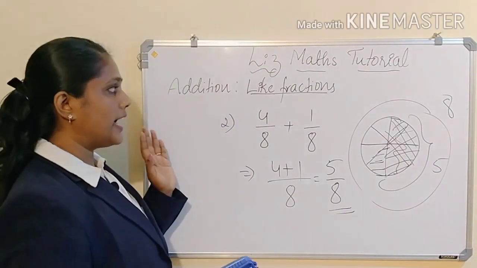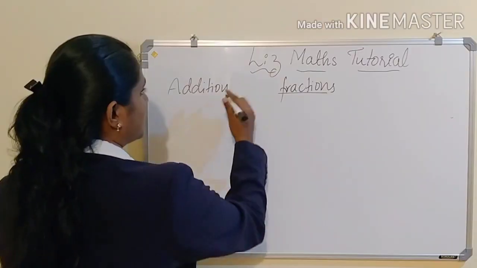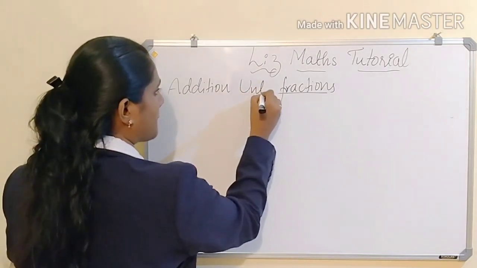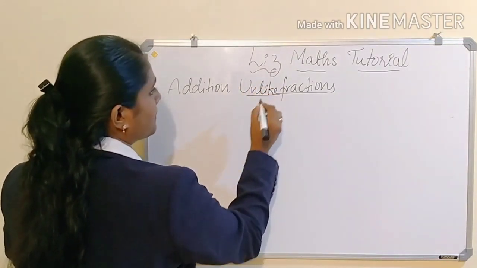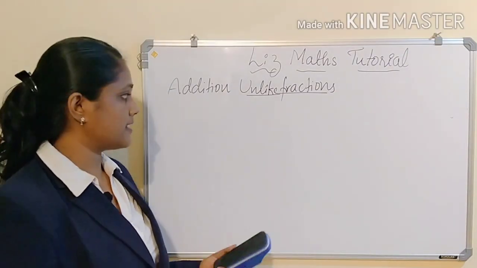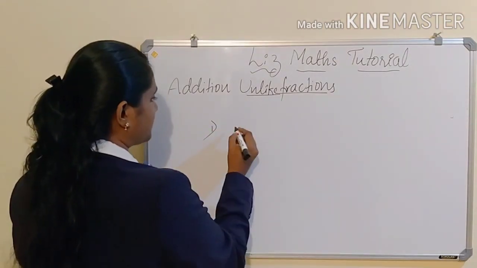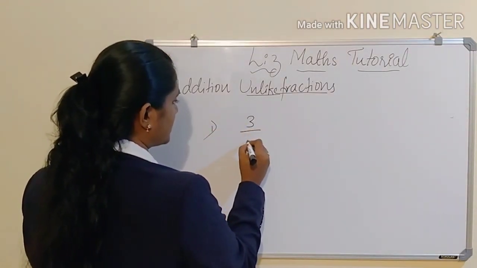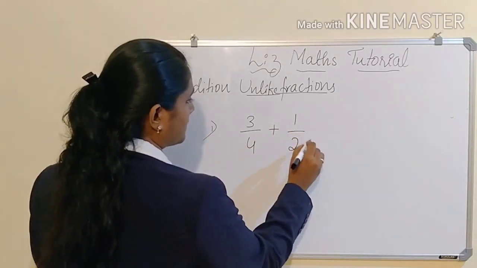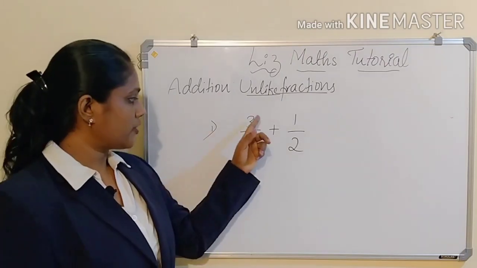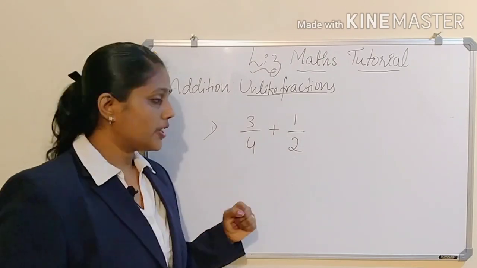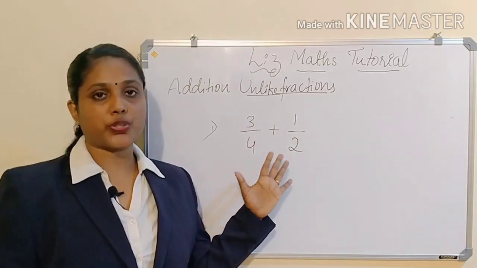When it comes to unlike fractions, we'll see. What is an unlike fraction? The denominators are different, isn't it? Let me take one example. Here you can see 3 by 4 plus 1 by 2. Here 4, here 2. They are different. So how to find the addition of these two?